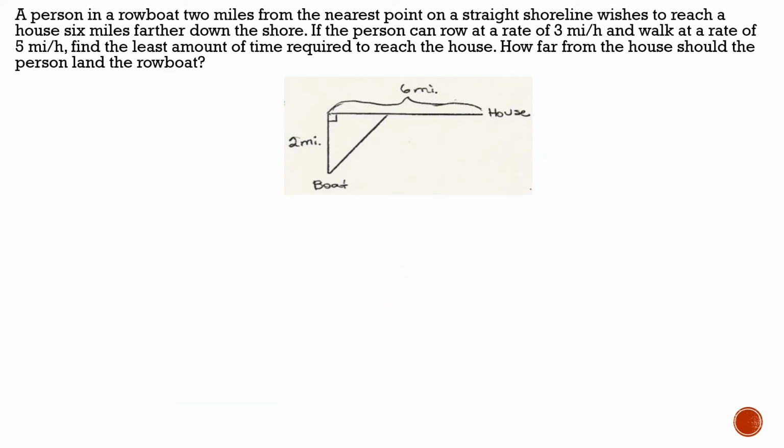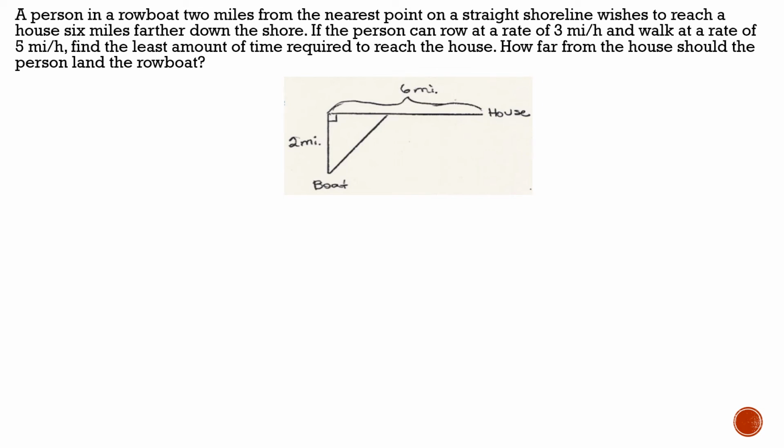A person in a rowboat 2 miles from the nearest point on a straight shoreline wishes to reach a house 6 miles further down the shoreline. If the person could row at a rate of 3 miles per hour and walk at a rate of 5 miles per hour, find the least amount of time required to reach the house. How far from the house should the person land the rowboat?